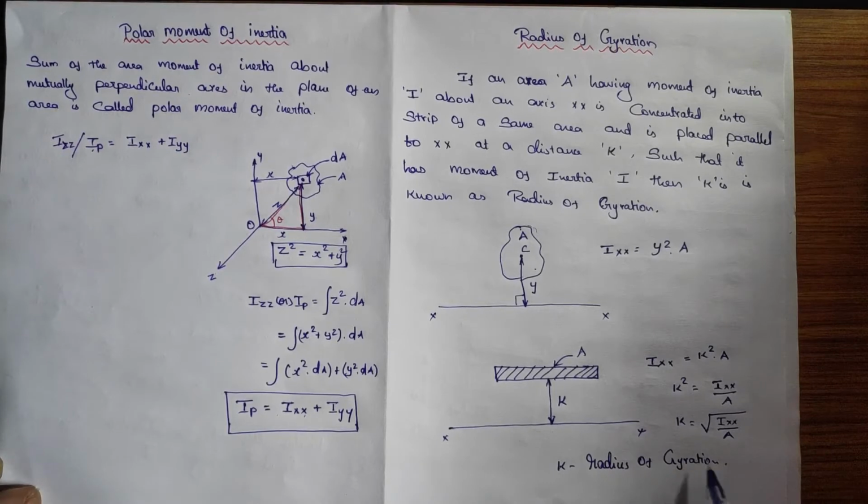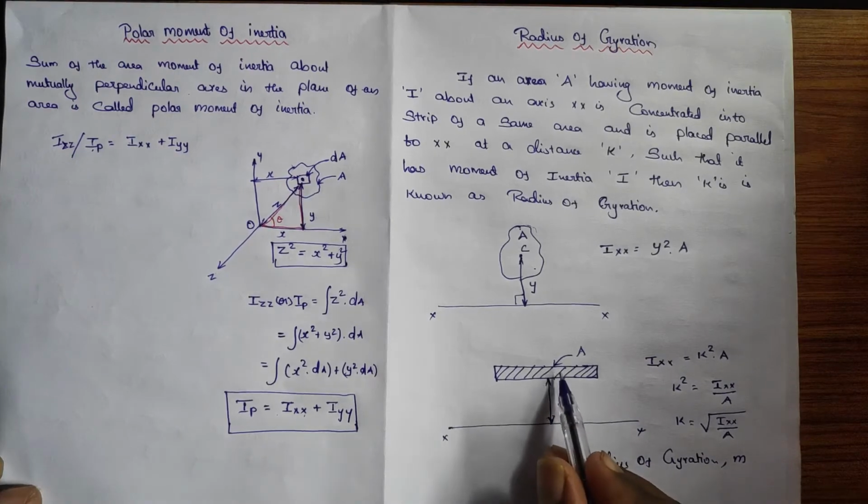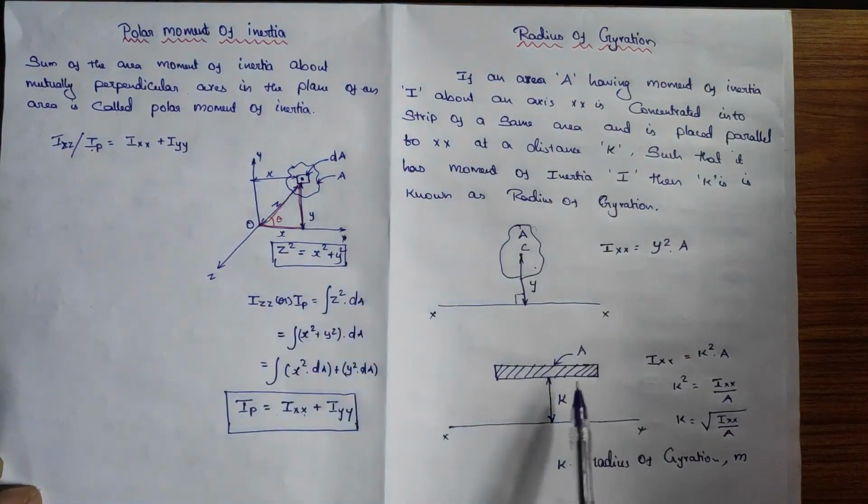Actually, this radius of gyration is a distance, so we get it in terms of meter or mm or centimeter. The unit is meter. It's just the distance between the axis and the concentrated strip. Now if you read it out, you will get what it is.